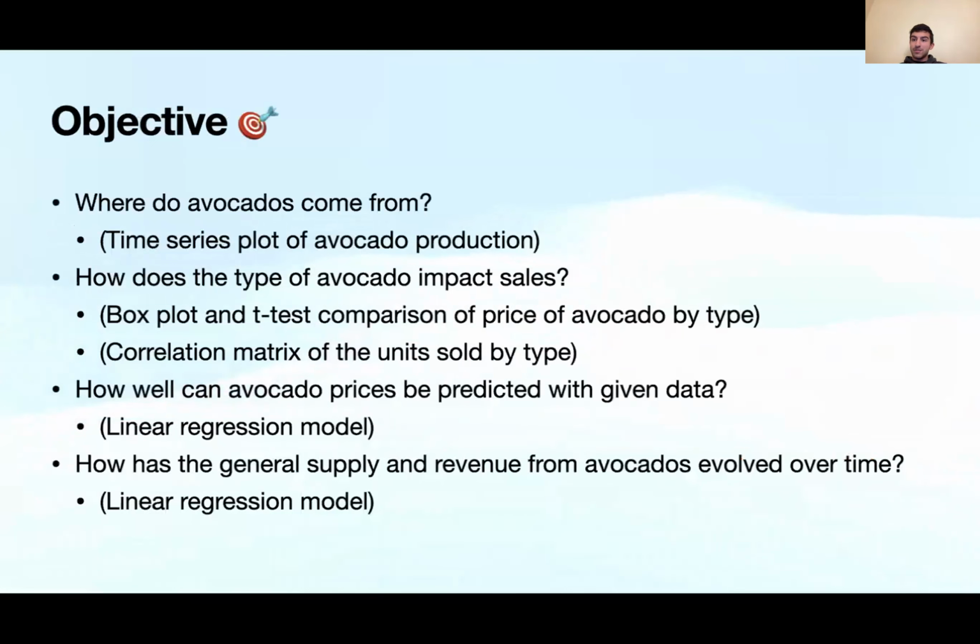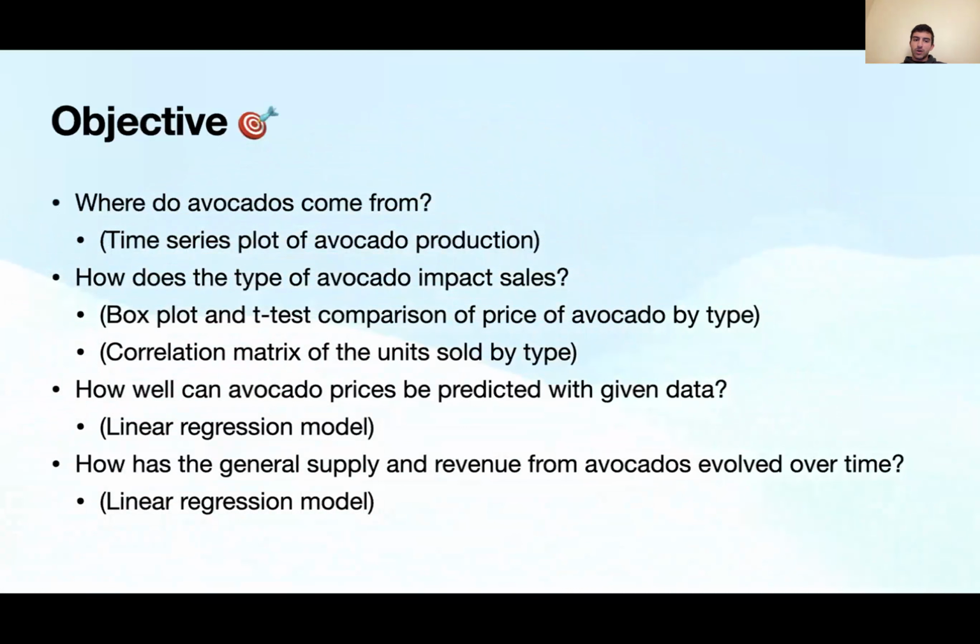Our objective here is going to be to figure out where avocados come from. We'll be using a time series plot to look into that. We also want to see how the type of avocado impacts sales. That is, if you have an organic avocado and a conventional one, how different are they, or are they different to begin with?